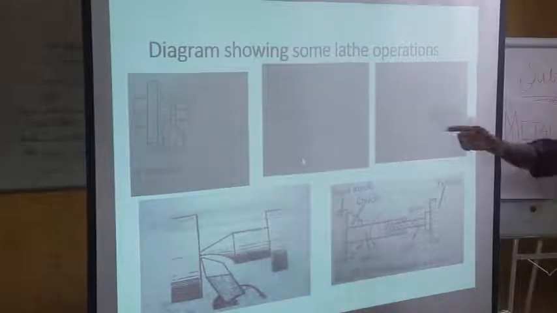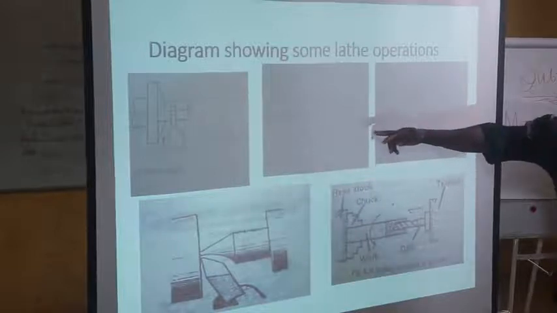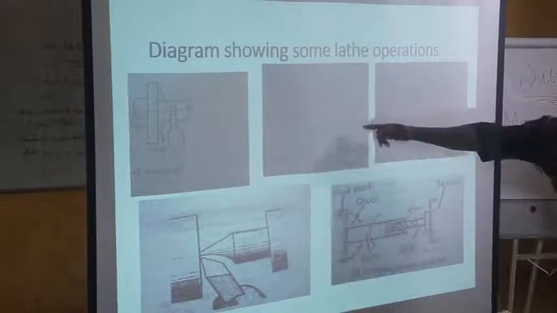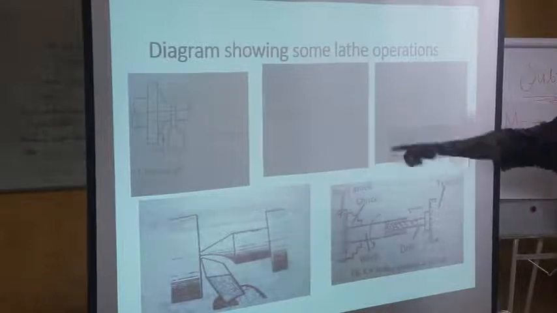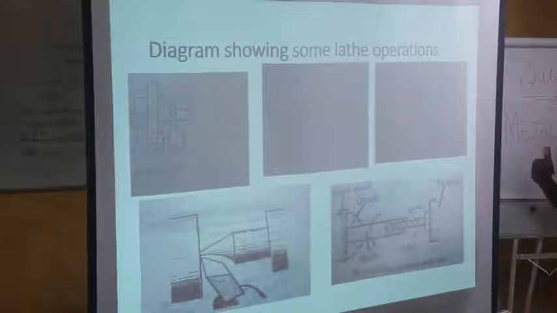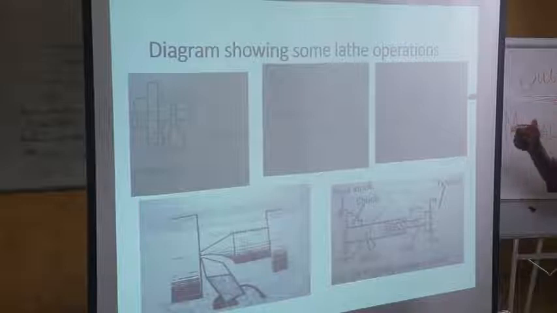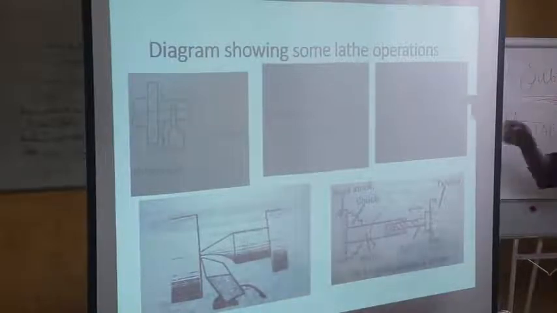Then the next one is boring. Now, the workpiece is already held on the chuck, and here we have the boring tool. If you look at the boring tool, it is showing us that it is working internally. That's why we have section lines. The longitudinal movement of the cutting tool, which I mentioned earlier, is done internally, increasing the size of the diameter internally.